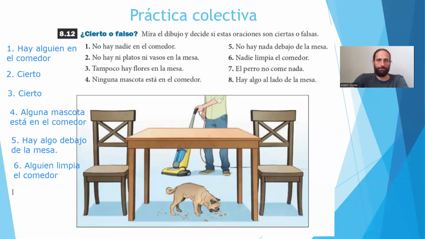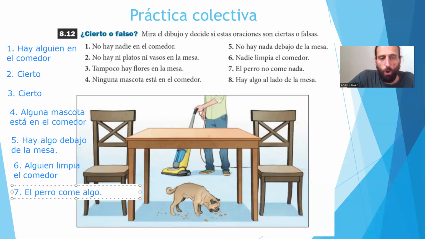What about number seven? El perro no come nada. Is that true? No, that is false. El perro come, and what's the opposite of nada? Algo. El perro come algo.